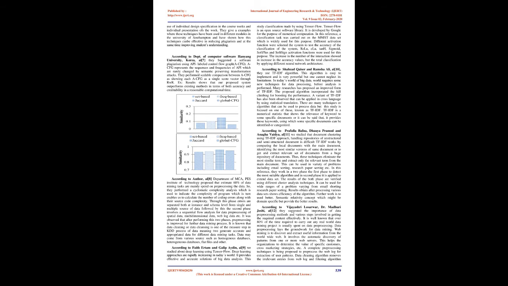In this reference, a classification task was carried out on the NIST dataset, which is widely used for this purpose. Different activation functions were selected for the system to test the accuracy of the classification. ReLU, ELU, tanh, sigmoid, softplus and softsign activation functions were used for this purpose. The increase in the number of iterations showed an increase in the accuracy values, and the total classification was done by applying different neural network architectures.